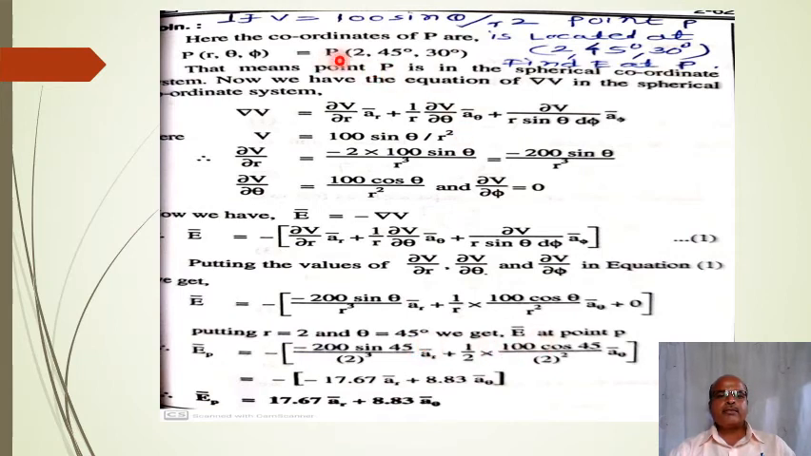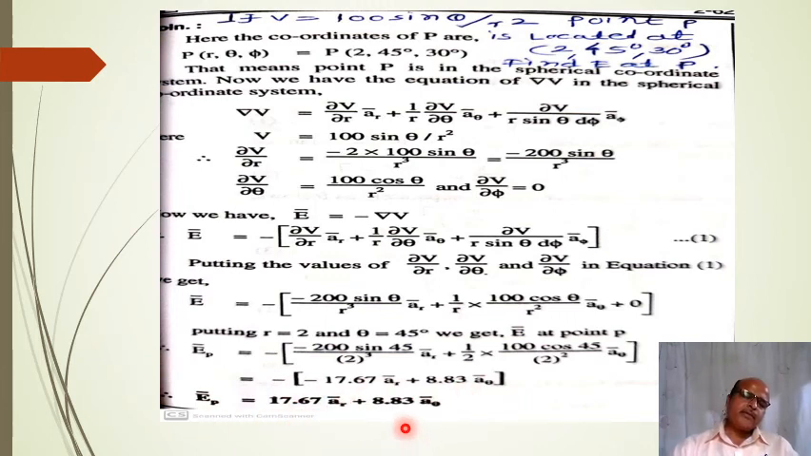We have to find E, that is, the potential V at (2, 45 degree, 30 degree). Therefore, E at P is obtained by putting r equal to 2 in this equation. It becomes minus 200 sine 45 upon 2 raised to cube, since theta is 45 degree, a r bar, plus 1 half, 100 cos 45 upon 2 raised to square. Calculating with the help of a calculator, we can find this value, that is minus 17.67 a r bar plus 8.83 a theta bar. And if we take its negative, we will get this type of equation.